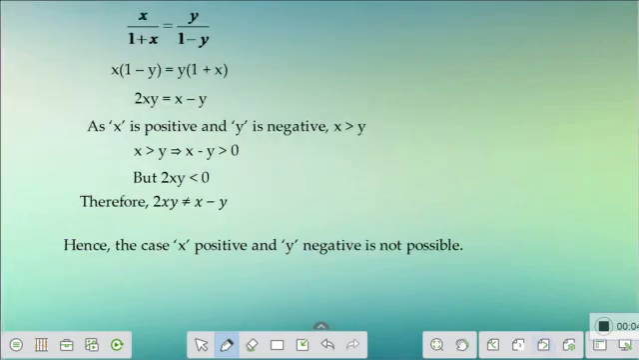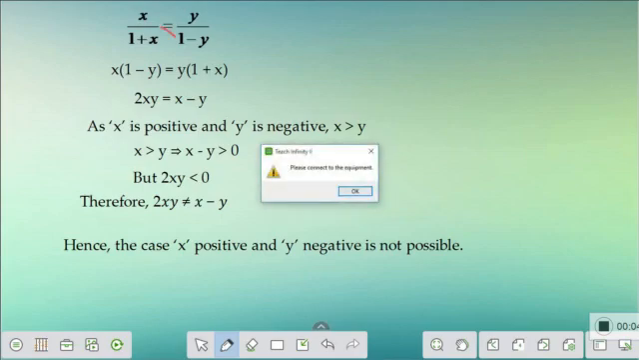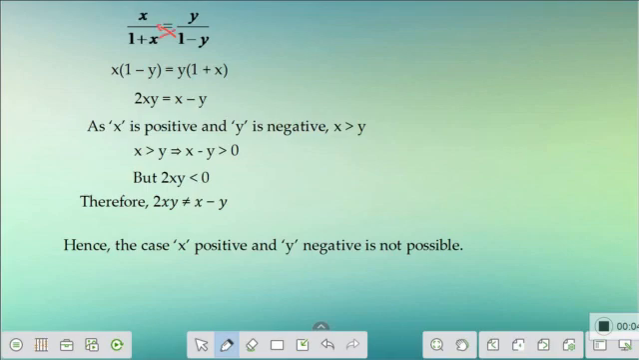Now let's go for the simplification. When we have such an equation, the next thing that we do is cross multiplication. The cross multiplication gives x into 1 minus y equal to y into 1 plus x. I'll show you how it is. We'll have x minus xy equal to y plus xy. When you bring this y to the other side and this xy to this side, you will have x minus y equal to 2xy, or you can write it as 2xy equal to x minus y.